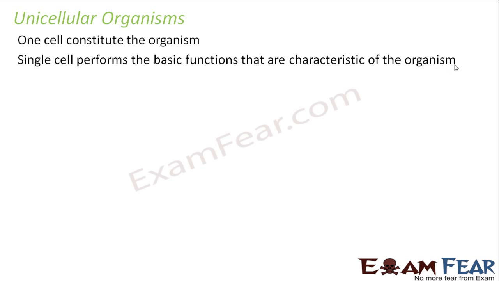That means in this case, you don't have many cells. I mean, you don't have some cells to perform digestion, some cells for ingestion, some cells for egestion. You don't have that many cells, you just have one cell. So that single cell will perform all the basic functions required for the organism to survive. You must be wondering, what kind of organism is it which has just one cell? So let us look at some examples of unicellular organisms.